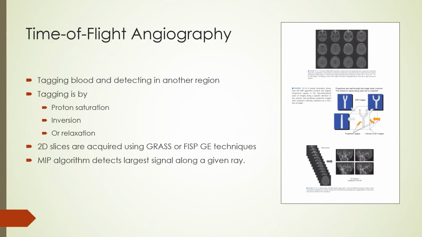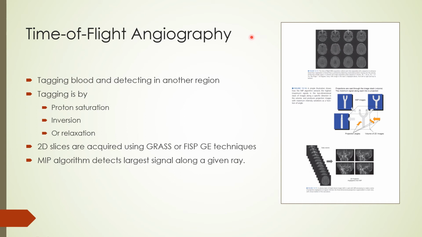The time of flight technique relies on the tagging of blood in one region of the body and detecting it in another. The tagged blood penetrates a volume of tissue according to the T1 used, the velocity, and the direction of the blood. Tagging is done by proton saturation, inversion, or relaxation to change the longitudinal magnetization of moving blood. Two-dimensional slices are acquired to allow for slow-moving blood to penetrate regions of RF excitation of thin slices as shown on the top image on this slide. So this image shows the various thin slices, and as you progress through the image, the bright blood signal should begin to appear.